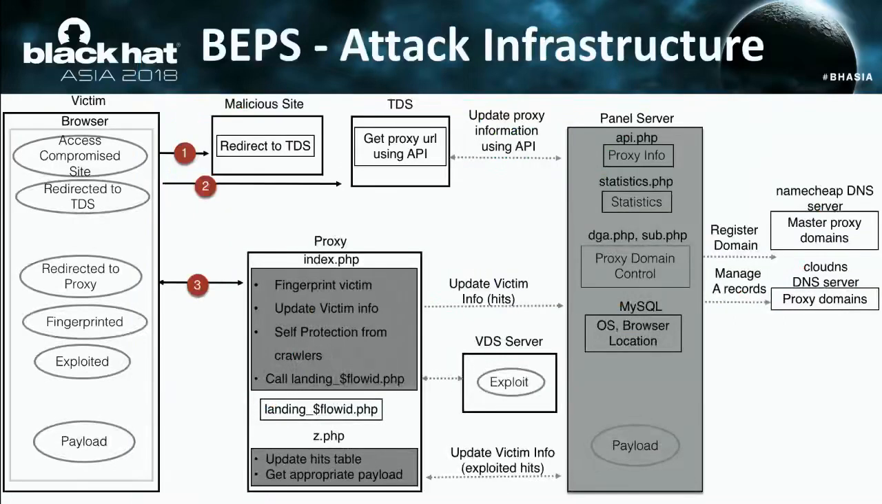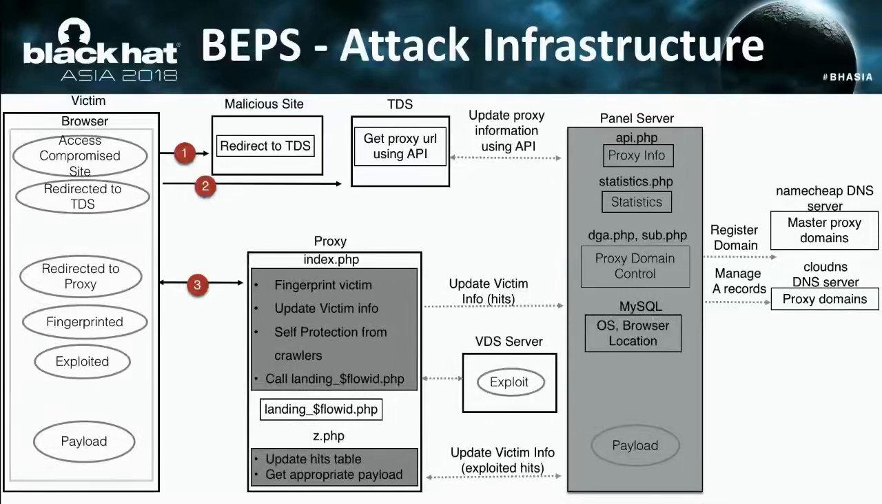So let's take a look at the attack infrastructure of these 3 exploit kits first. This is the Beeps or Sundown exploit kit attack infrastructure, and the source code of this exploit kit was leaked last year, February 2017, I think. The attack infrastructure is almost the same as the RIG exploit kit, and the main difference is here.